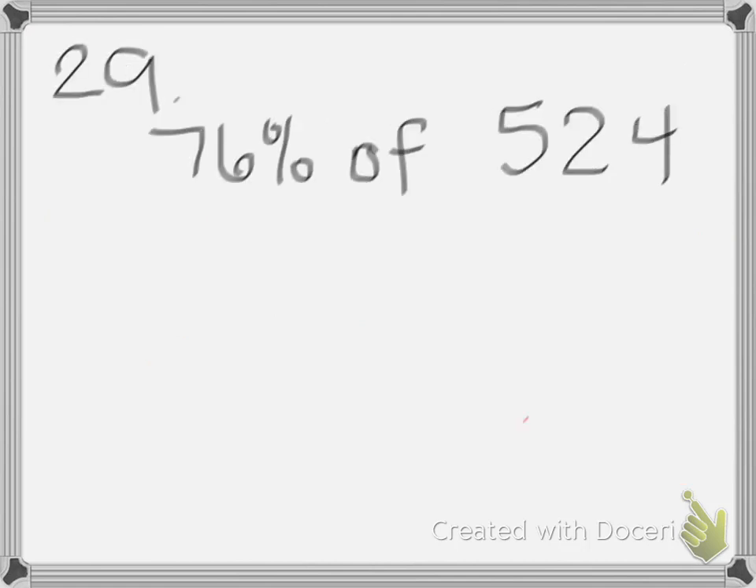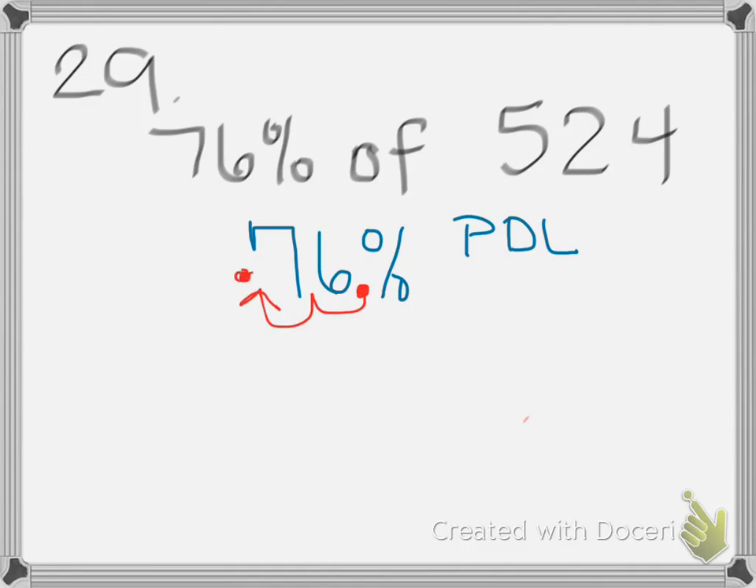The next problem is going to be number 29. For problem number 29, we have 76% of 524. So 76%, I'm going to use the percent to decimal left method. Swoop, swoop to the left, 2 spaces. My new number is 0.76.